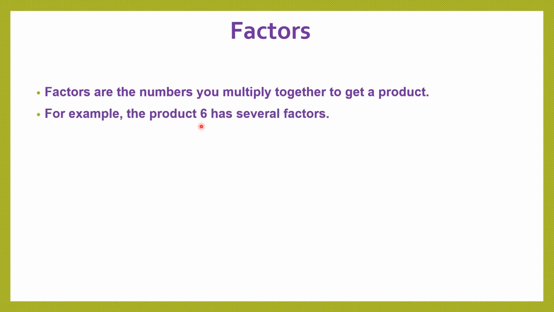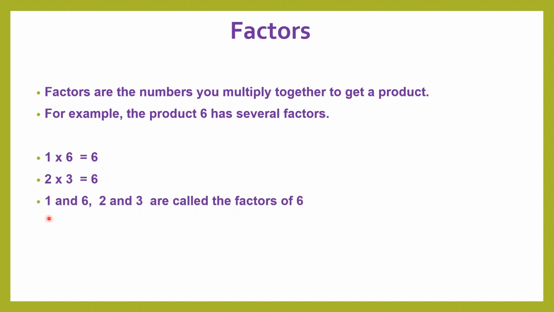Look at the product 6. Now 1 into 6 is 6, isn't it? So we have used two numbers to multiply to get 6. Now look at this. 2 into 3 is also 6. So here these numbers 1 and 6 are called the factors of 6. 2 and 3 are called the factors of 6. So the numbers that you multiply together to get an answer, those numbers are called factors. So 1 and 6, 2 and 3 are called the factors of 6.